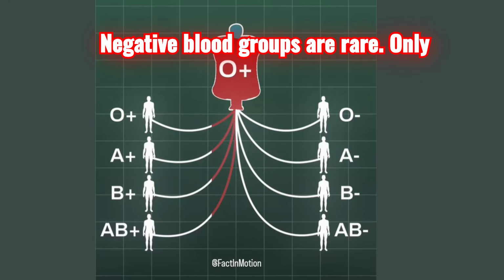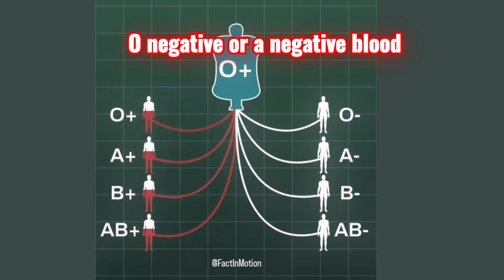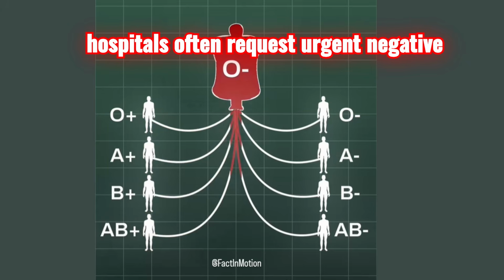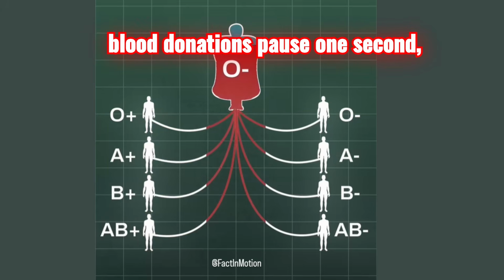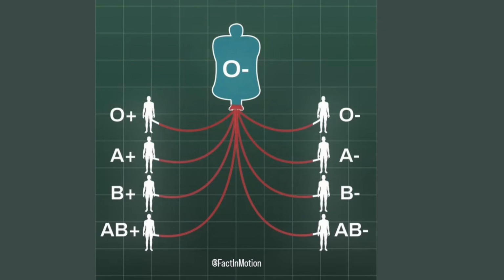Negative blood groups are rare. Only a small percentage of people have O negative or A negative blood. That is why hospitals often request urgent negative blood donations, especially during accidents and pregnancy complications.